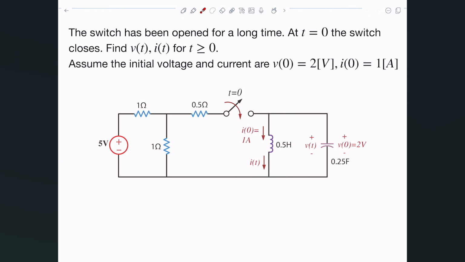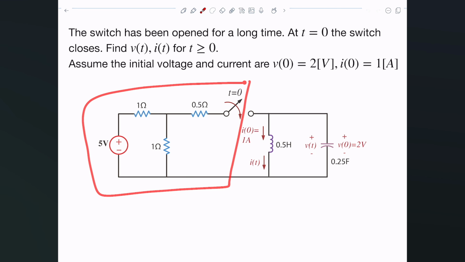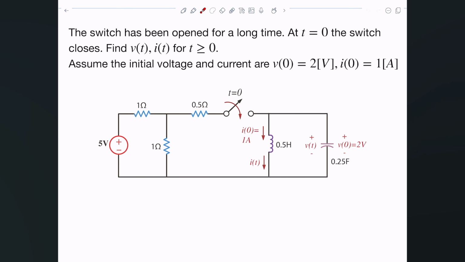So frankly speaking, we can go ahead and replace the switch by a closed switch and write the equations, but it might be just easier to replace this part of the circuit, since I'm not interested in anything happening to it, by its Thevenin equivalent, or maybe even better, the Norton equivalent, since I'll be replacing it with a current source in parallel with a resistor, and it will be in parallel with a capacitor and the inductor. So let's compute the Norton equivalent of this part of the circuit.